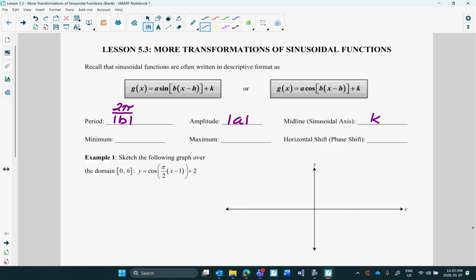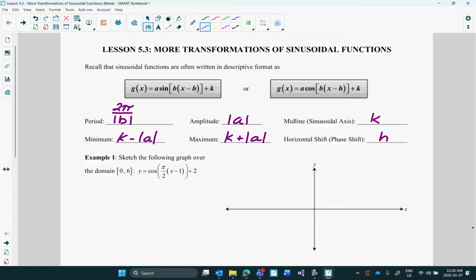The minimum, how do I find what the minimum is? Don't I take the midline minus the amplitude? Yeah. And then for the max line, I take the midline plus the amplitude. And then the horizontal shift, h.